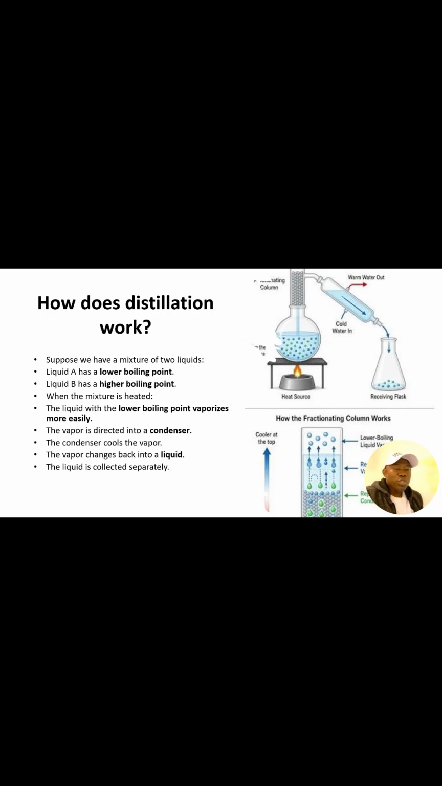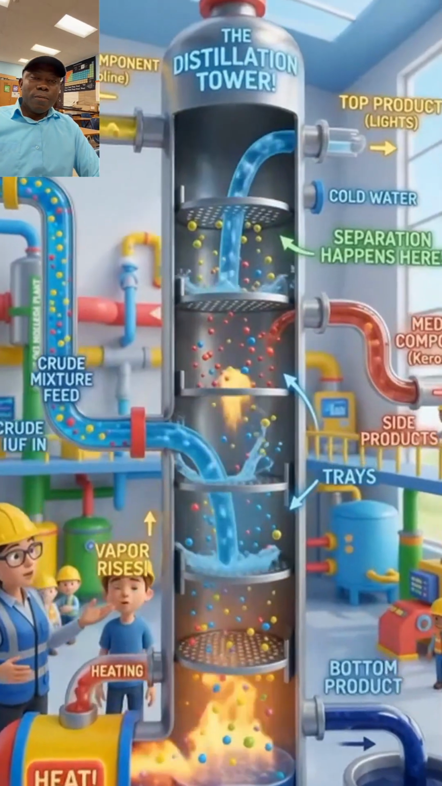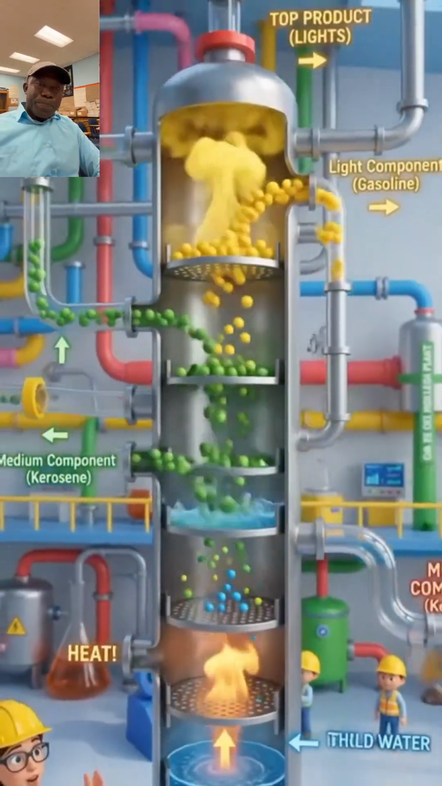I want us to watch a short video to explain this concept in detail. Thank you so much. This is a distillation column. What does it do? It separates liquids based on their different boiling points.